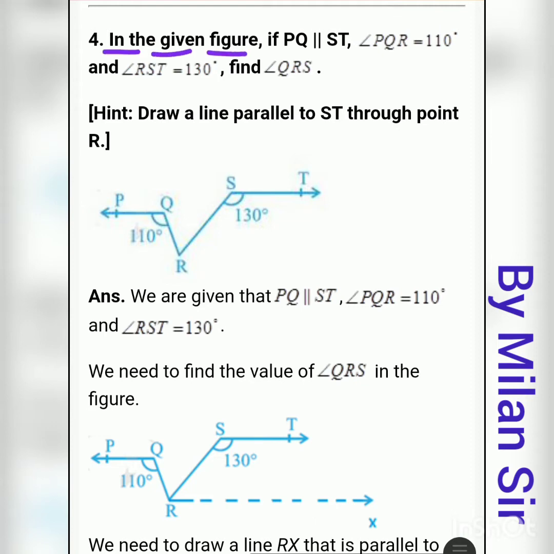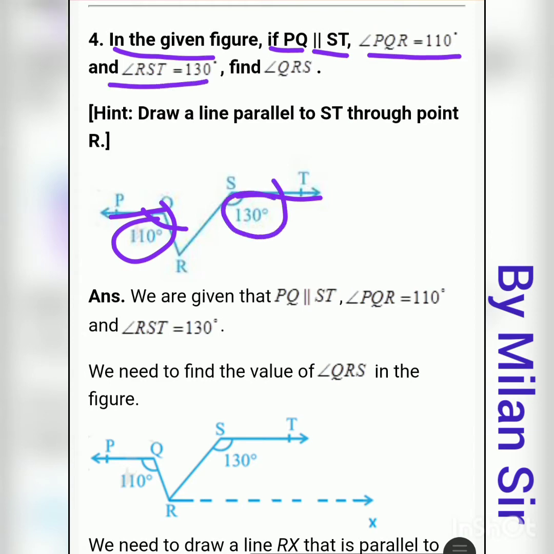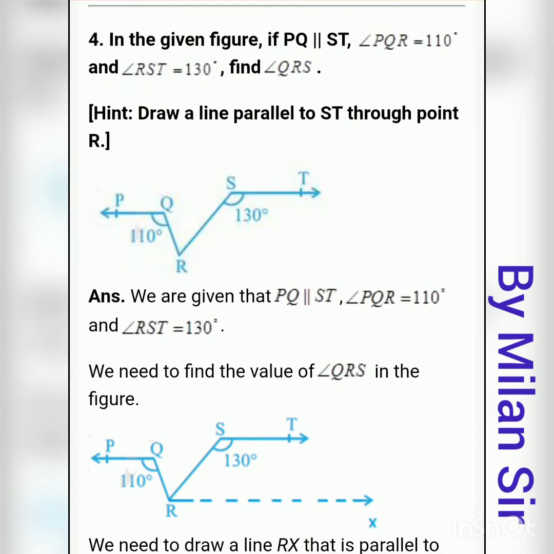In the given figure, if PQ parallel ST, angle PQR is equal to 110 and angle RST is equal to 130, find angle QRS. Again, in the given figure, two lines PQ and ST are parallel, angle PQR is 110 and angle RST is 130, and we need to find angle QRS.